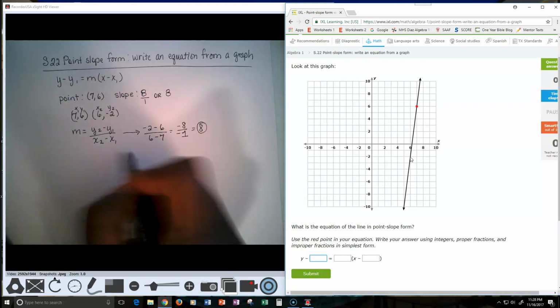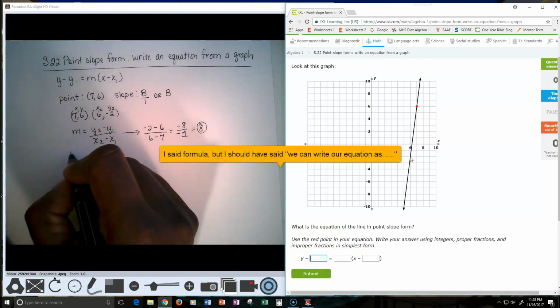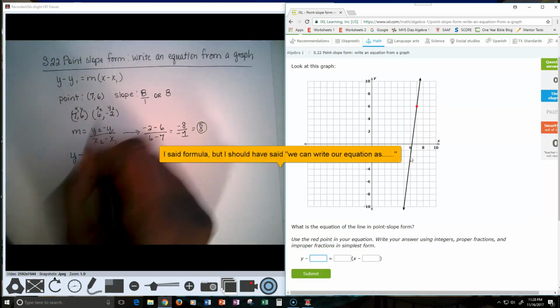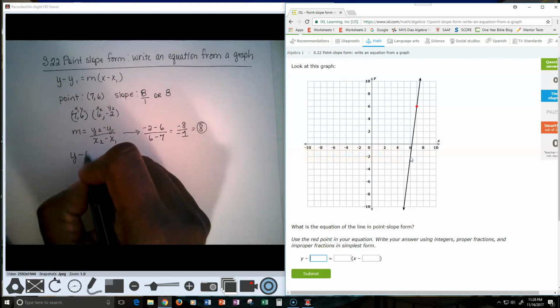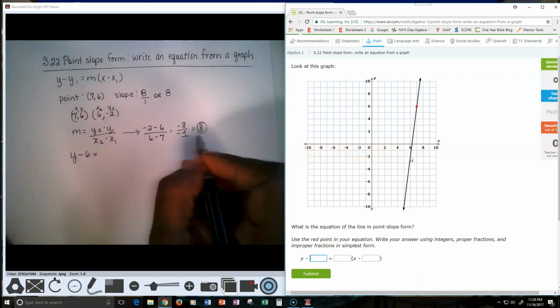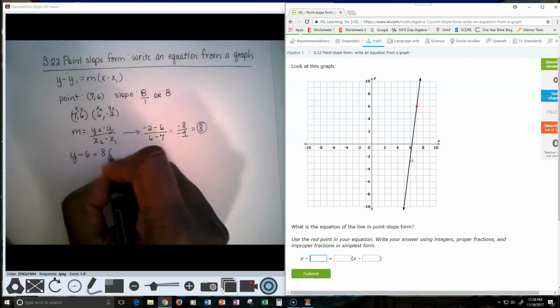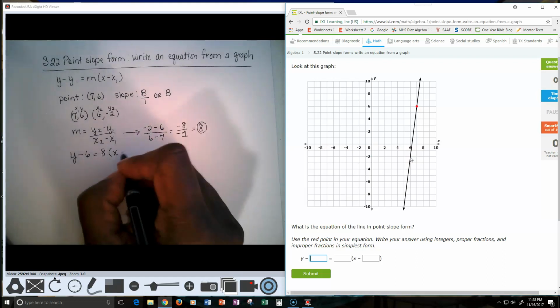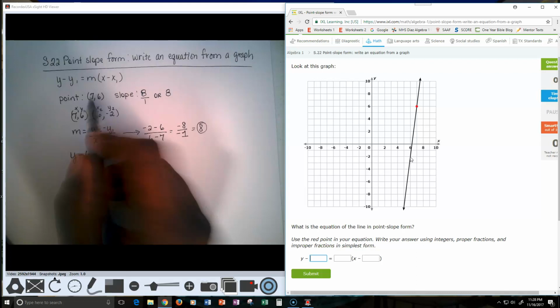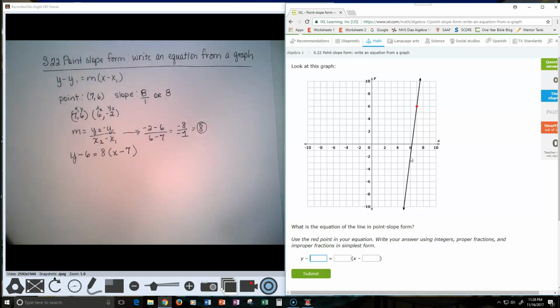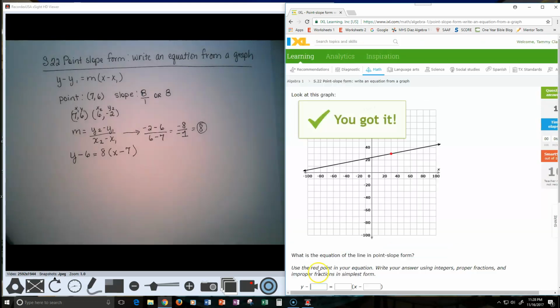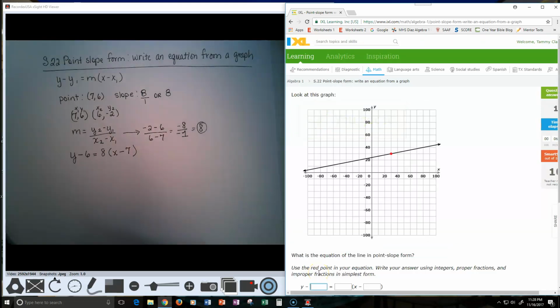So if we write our formula now, we could say y minus, here's our y1, 6, is equal to our slope, which is 8. And then we have x minus x1, which is 7. And we can go ahead and fill in those points. So we have a 6 here, an 8 here, and a 7 here. Let's go ahead and do another.